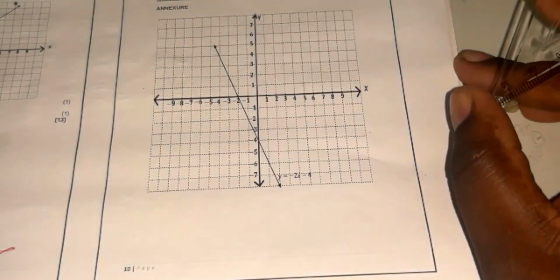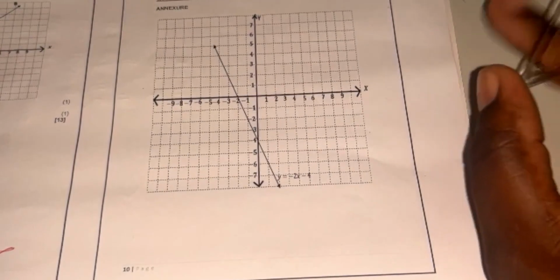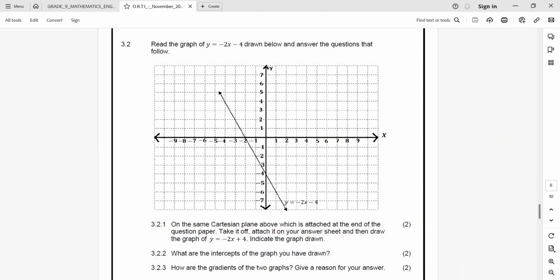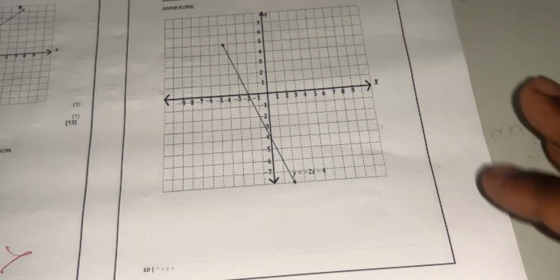Okay, I will do the properties of this graph first so that we can understand what is what. Okay, let's look at it clearly here. In here, they say draw the graph. And then how do we then draw the graph? Let me remove this one and let's go to workings. When we have the equation y = -2x + 4. Okay, that's the first one.